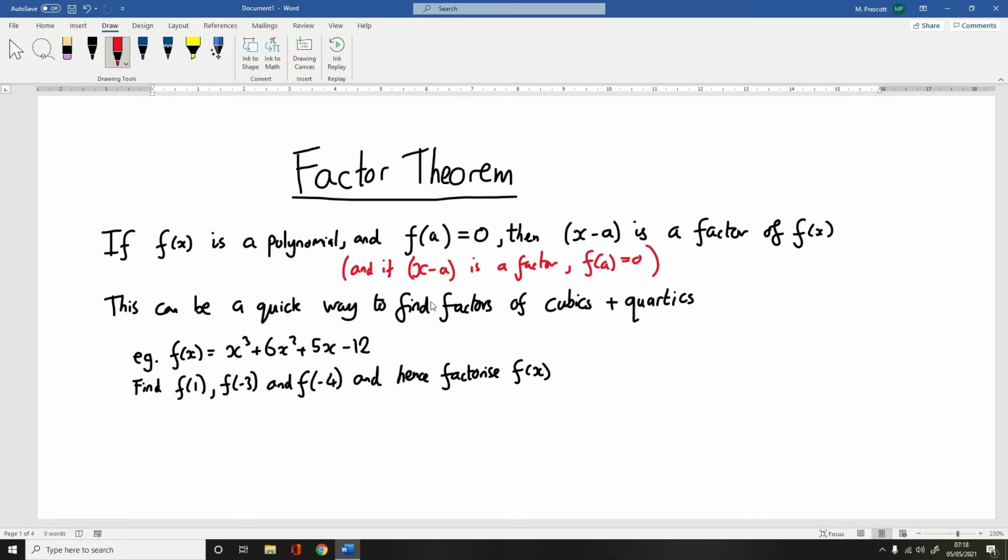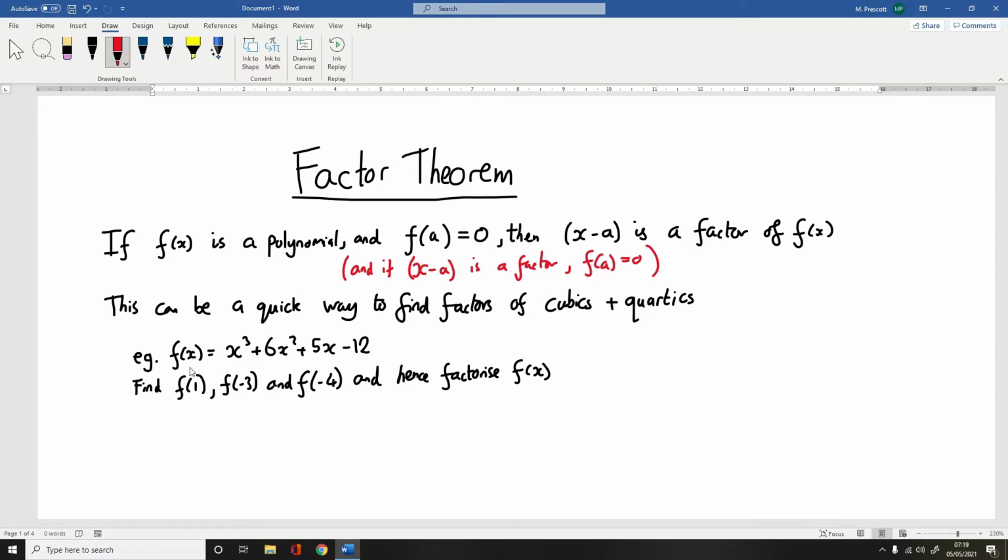And I put in red here that the reverse also applies, that if x minus a is a factor, then if you sub a in, you'll get 0. So obviously, write this down. There's a lot of uses for this in terms of solving things quickly, but we're going to hone in particularly on cubics and quartics. So let's look at an example here.